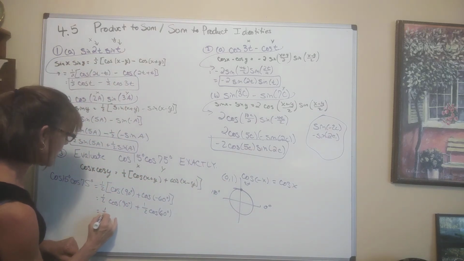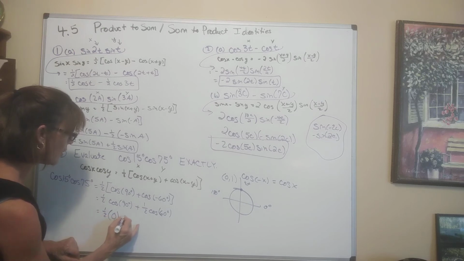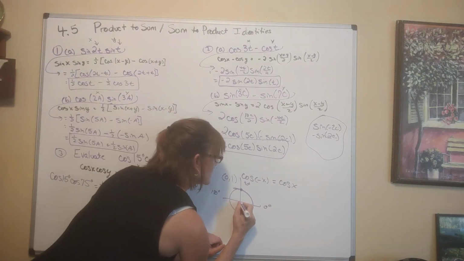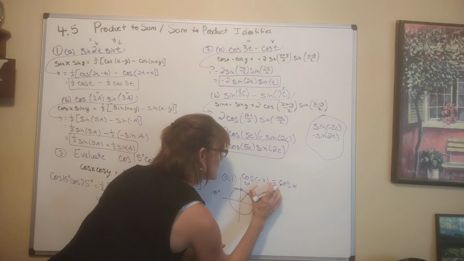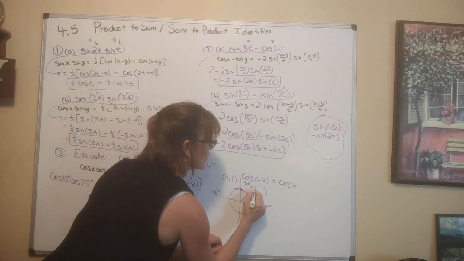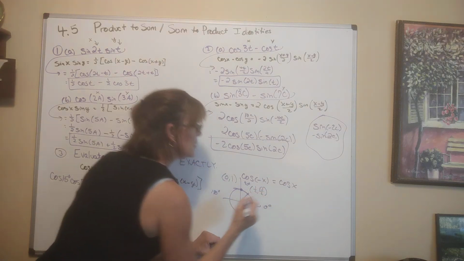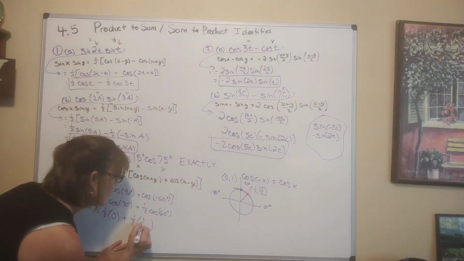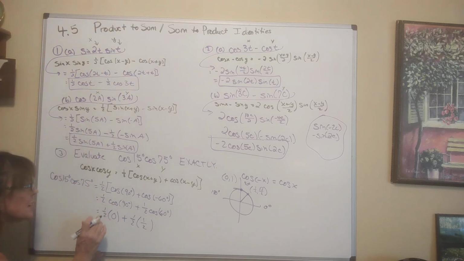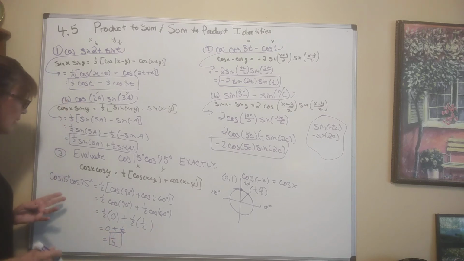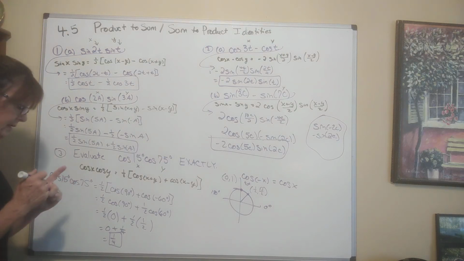So this is equal to 1/2 times 0, plus 1/2 times whatever the cosine of 60 degrees is. Well, 60 degrees is here, and on the unit circle the coordinates are 1/2, square root of 3 over 2. The cosine of 60 degrees is the x-coordinate, which is 1/2. So the exact value is 1/2 times 0, which is 0, plus 1/2 times 1/2, which is 1/4. So 1/4 is the exact value for cosine of 15 degrees times cosine of 75 degrees.